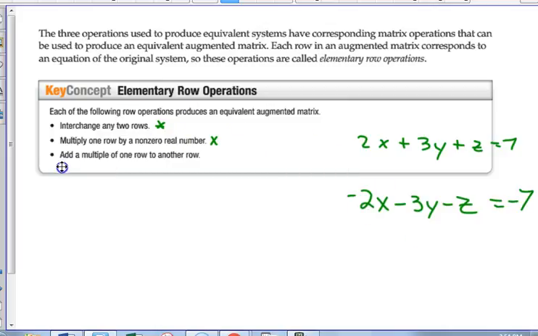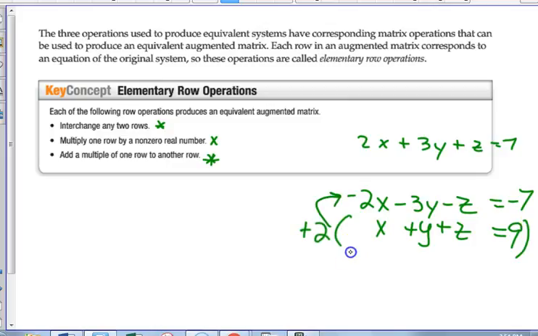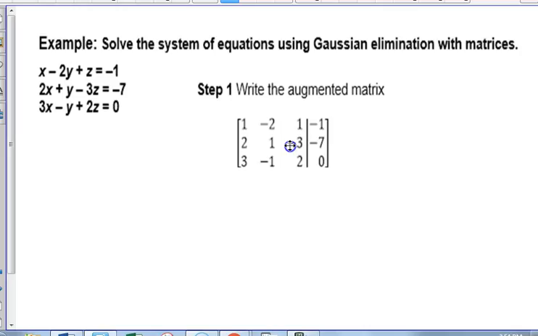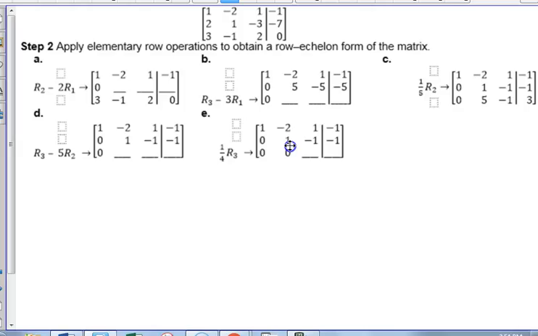Then it says you're allowed to add a multiple of one row to another row. So if I had another row underneath this, could I multiply this one by a positive 2 and then add it to this one to get rid of the x? That's the same thing they're talking about here. Those operations are allowed. All right, so here's the example on your worksheet.